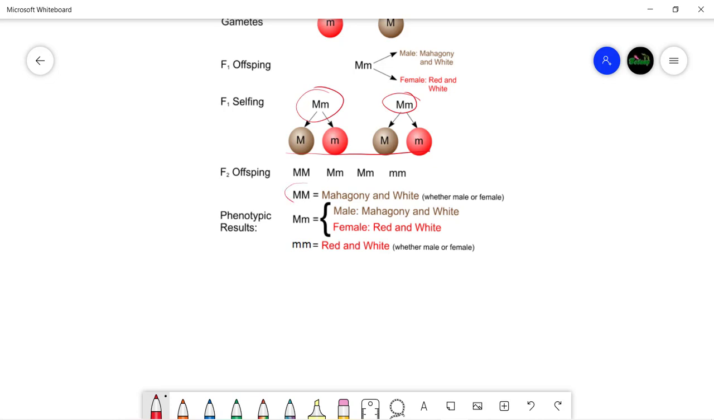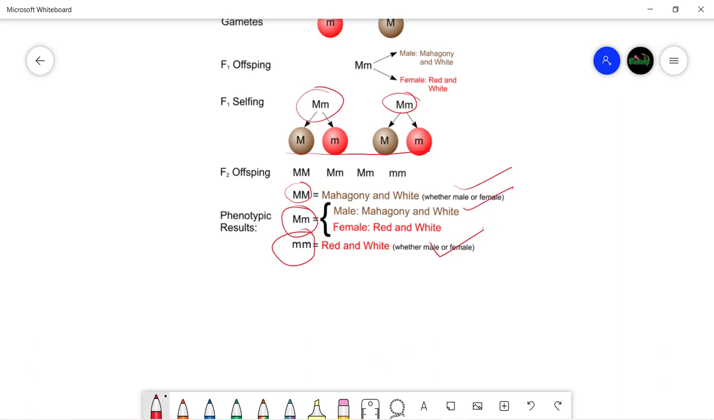If it is both uppercase M, or dominant, we have mahogany and white, whether male or female. If it is lowercase m, homozygous recessive, it is red and white, whether male or female. But when it becomes heterozygous, the situation is different, and we have mahogany and white male and red and white female. So the expression of this pair of alleles is sex dependent, influenced by the sex of the bearer, the gender in which this particular pair is present.